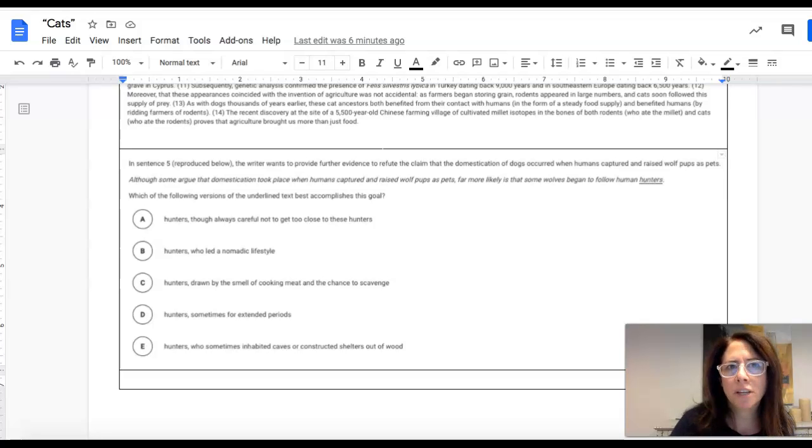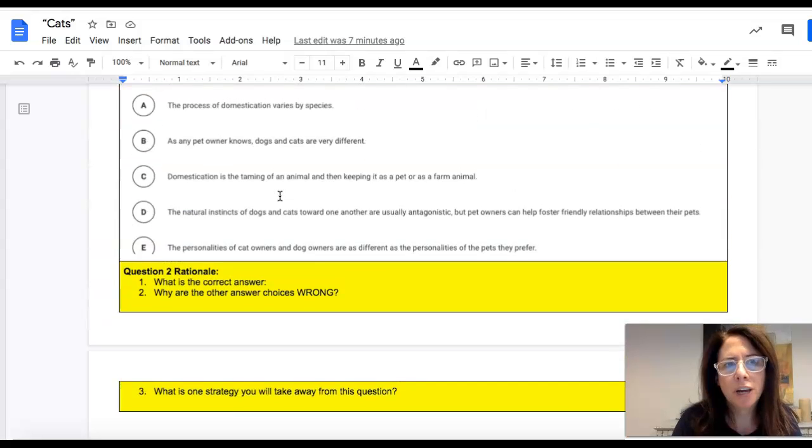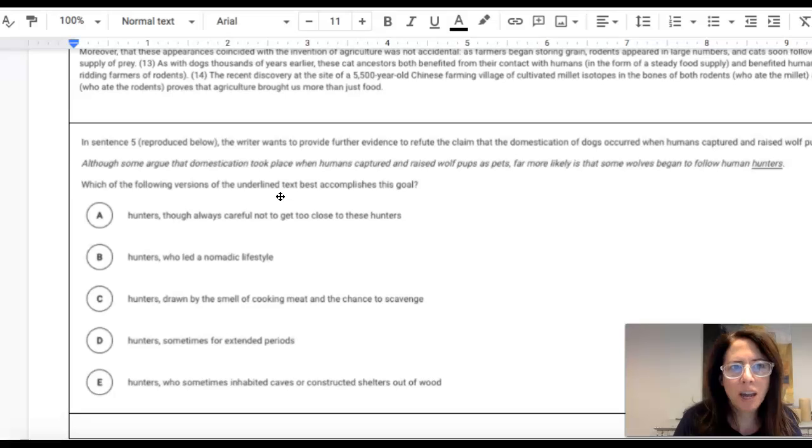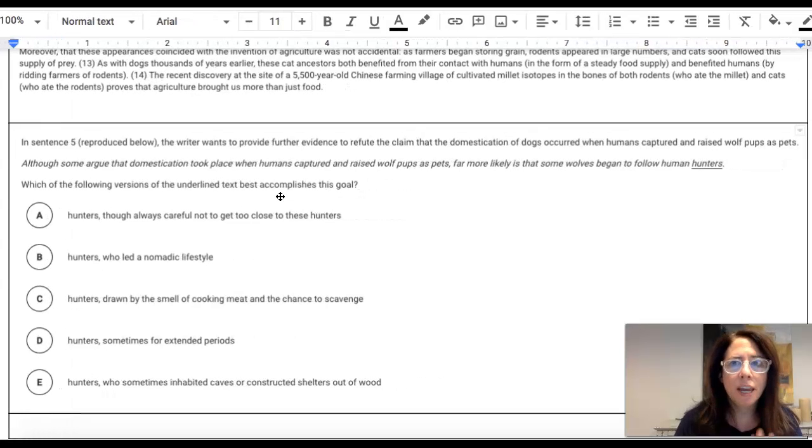Okay, so now we're ready for question 3. You should have just completed this rationale for question 2. We are still in our cat passage. Again, before you even look at the question, we're going to scope it out and scan. How is it printed on the page? In other words, what comes before answer choice A and after the passage? That's what we need to scope out.